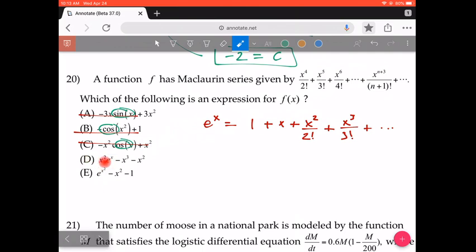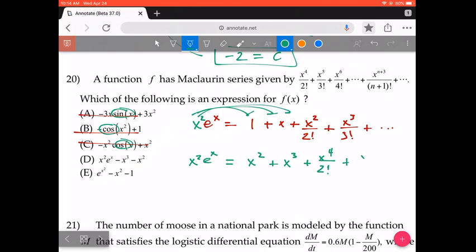Now if I look at D, it says x squared times e to the x. Let's not worry about these two just yet because they're being subtracted. Let's first focus on this x squared. If I multiply e to the x times x squared, that means I'm multiplying each of these terms with an x squared. So x squared times e to the x would be 1 times x squared, which is x squared, plus x times x squared, which is x cubed. And if I keep doing that with the rest of these terms, this is what I should get.